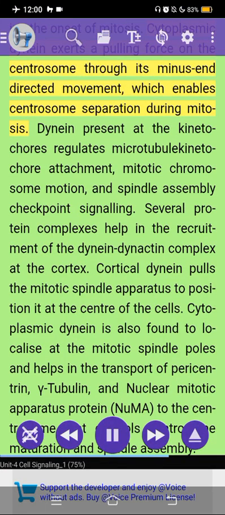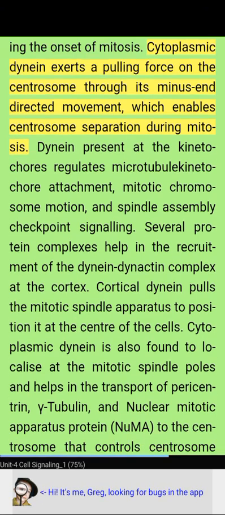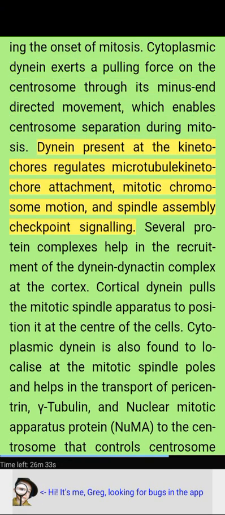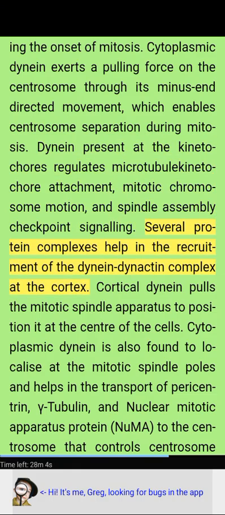Cytoplasmic dynein exerts a pulling force on the centrosome through its minus-end directed movement, which enables centrosome separation during mitosis. Dynein present at the kinetochores regulates microtubule-kinetochore attachment, meiotic chromosome motion, and spindle assembly checkpoint signaling. Several protein complexes help in the recruitment of the dynein-dynactin complex at the cortex.